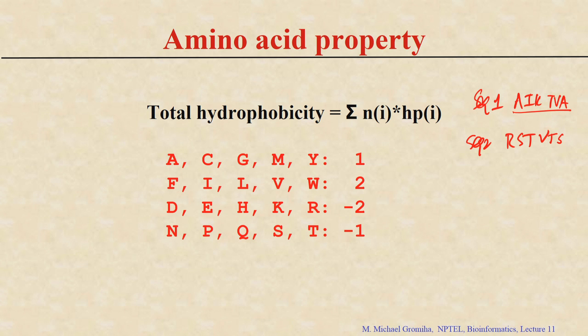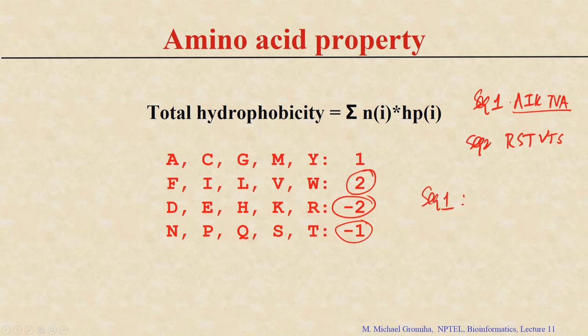For example, I classify the amino acids into 4 groups. One is highly hydrophobic, one is polar, and one is charged. For the hydrophobic ones, I put 1, like isoleucine, leucine, valine; for tryptophan, I put 2. For the charged ones, I put -2, and the polar ones I put -1. If this is the case, what is the value for sequence 1?